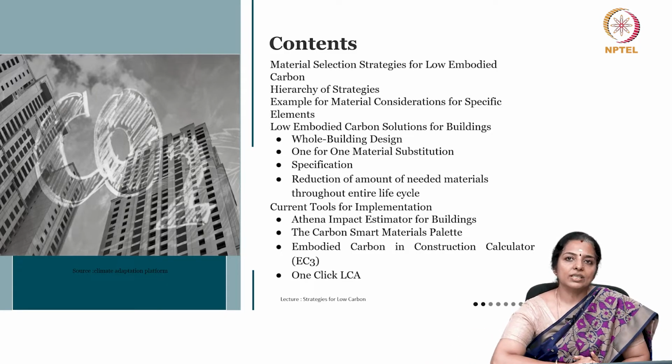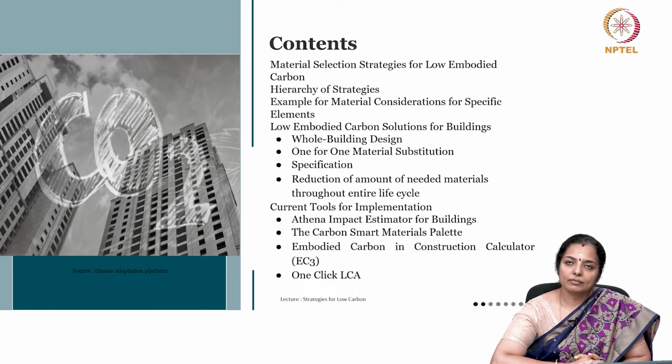So, the sequence of what we would study would be: we will look at material selection strategies for low embodied carbon, the hierarchy of the strategies, then examples of material considerations for specific elements, and low embodied carbon solutions for building. We would look more into whole building design and one for one material substitution, specifications, and reduction of the amount of needed materials throughout the entire life cycle.